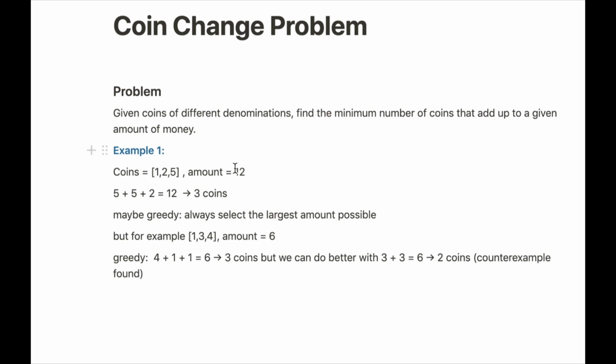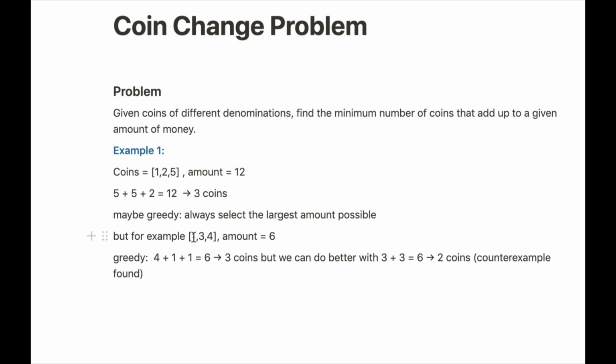So for example, here 12, we can still take 5, and so we have 7 left, so we can still take 5, which is the largest coin. That would leave us with 2, and so we take 2, and we have 3 coins, and that's actually the answer. That's the minimum number.